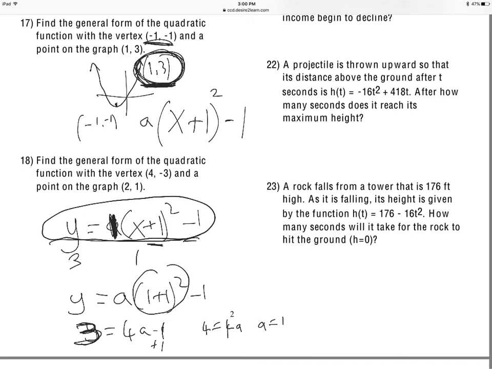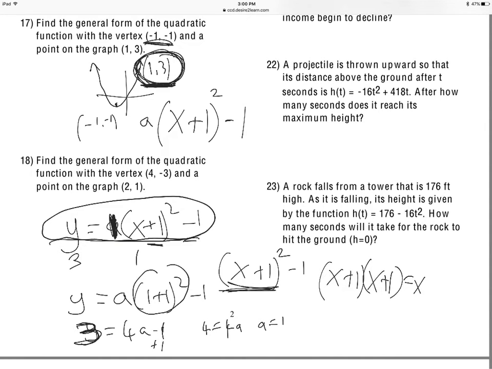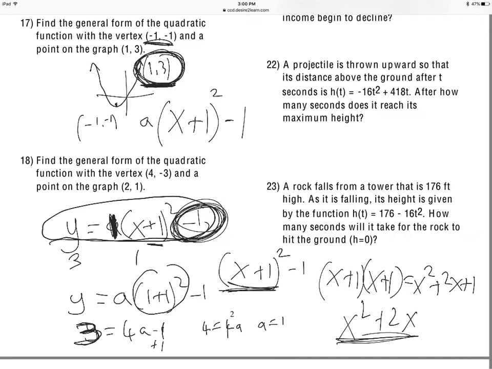Well, to change this into the general form, just FOIL this and take away 1. So (x plus 1) times (x plus 1) is x squared plus 2x plus 1. And then don't forget, subtract the 1, okay, remember we still got to minus 1 there. So the final answer is x squared plus 2x. That is the answer.